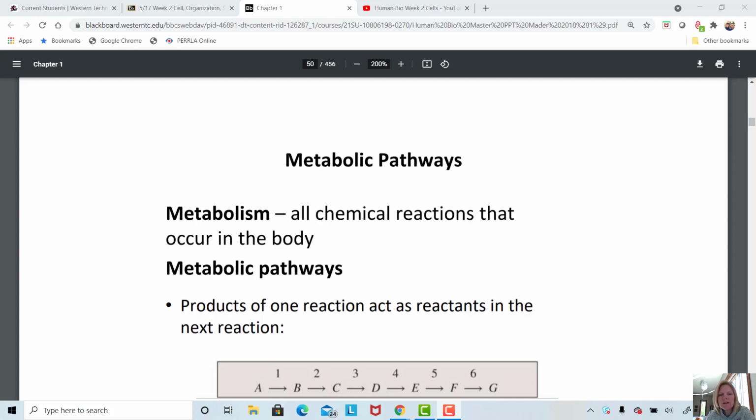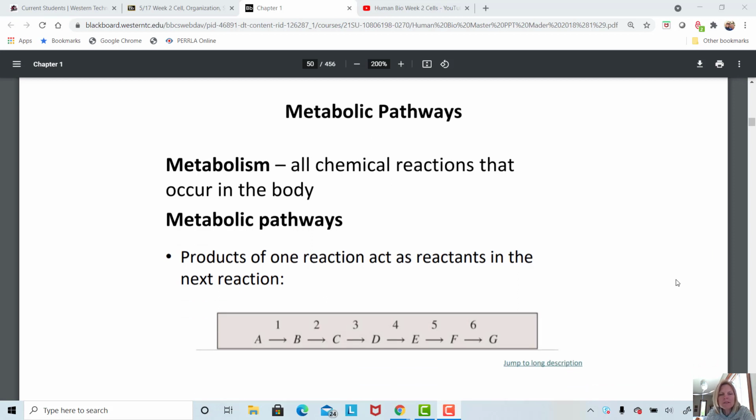All right, now that you have a little overview of the cell, we're going to just talk briefly about metabolism. When you hear the word metabolism, maybe you've heard that you either have a high metabolism or a low metabolism. It's all about those chemical reactions that are occurring inside of your cells. So metabolism, the definition, is just all the chemical reactions that occur in our cells.